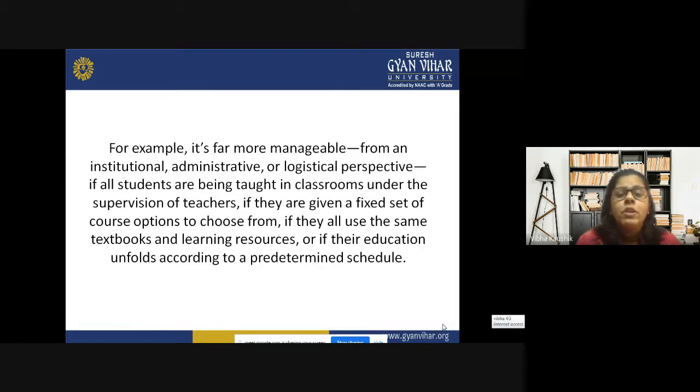if they are given a fixed set of course options to choose from, a fixed set of courses that has to be completed by you, if they all use the same textbooks and learning resources, and all the teachers are using the same textbooks and learning resources, or if their education unfolds according to a predetermined schedule.